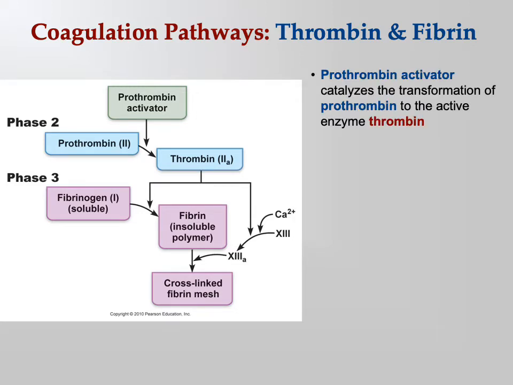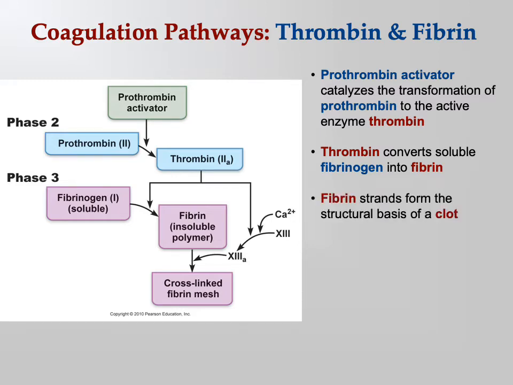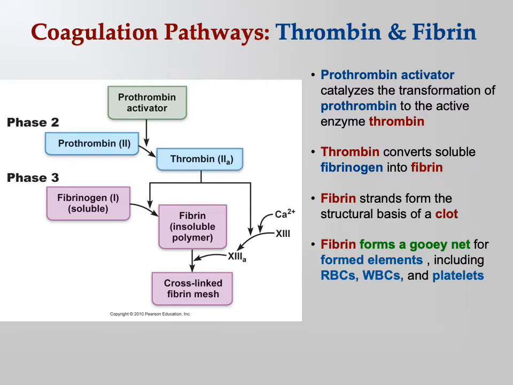So prothrombin activator catalyzes the transformation of prothrombin to the active enzyme thrombin. Thrombin converts soluble fibrinogen into fibrin. See, fibrinogen is soluble. It's a plasma protein, but fibrin is not soluble. It actually precipitates out of the blood to form the net. Fibrin strands form the structural basis of the clot. Fibrin forms a gooey net for formed elements, including red blood cells, white blood cells, and platelets. Factor 13 cross-links with fibrin and stabilizes the clot. That's the final step. Once again, a clotting factor. Imagine what would happen again if you didn't have factor 13. You couldn't stabilize the clot.